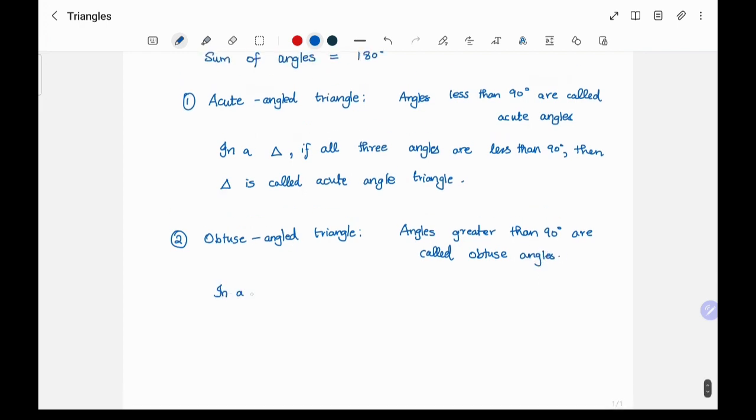So in a triangle, can all three be greater than 90 degrees? No, right? Because the sum of angles itself is 180 degrees. Can any two be greater than 90 degrees? No, right? Then the sum of those two angles itself will be greater than 180 degrees. So the only possibility is one angle can be greater than 90 degrees. If one angle is greater than 90 degrees, then it is called an obtuse angle triangle.